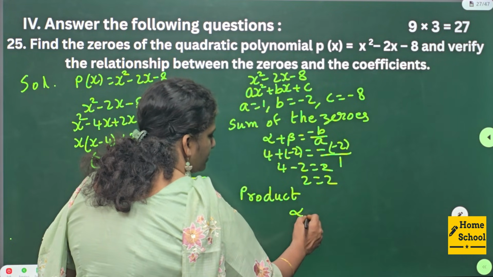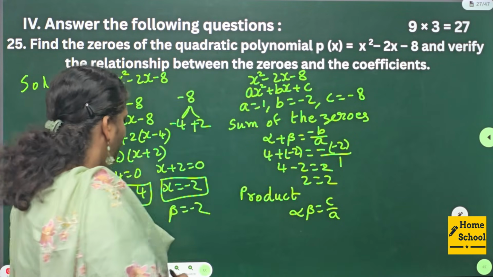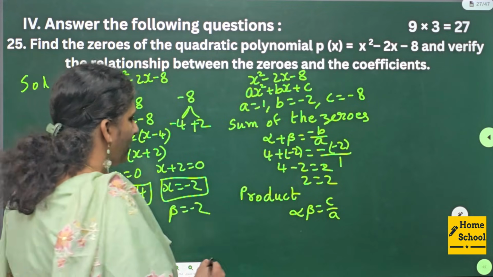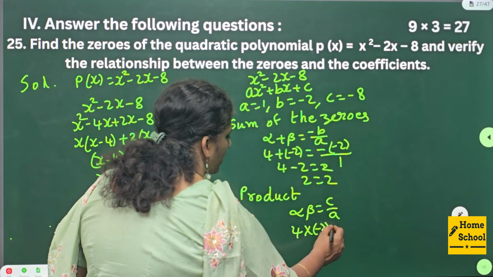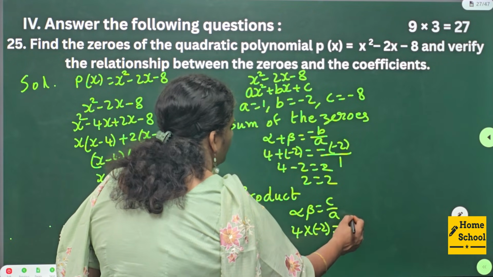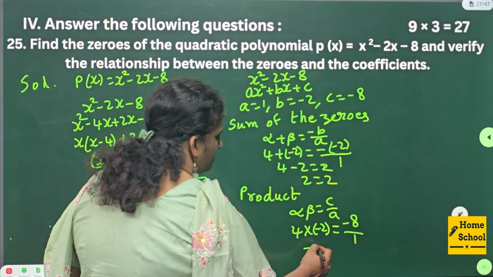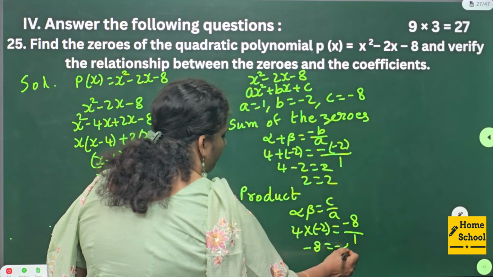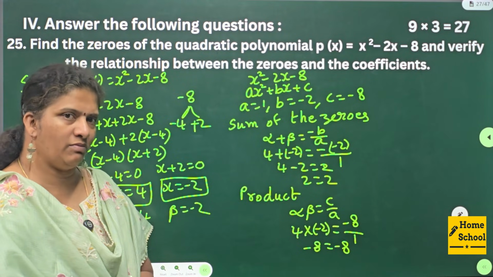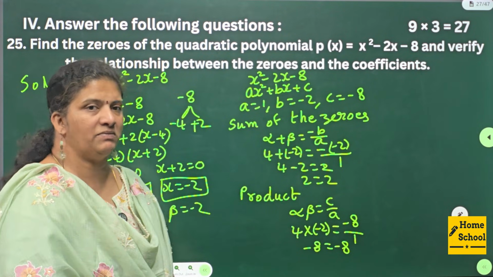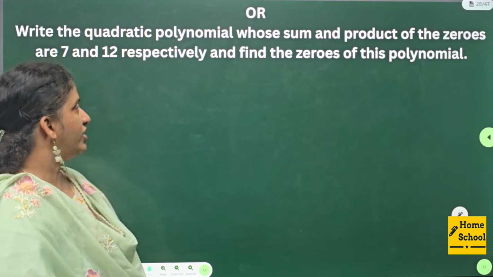Now coming to product. Product of zeros alpha beta equal to c by a. We know alpha is 4, beta is minus 2. 4 into minus 2 equal to c value is minus 8 by 1. Plus into minus is minus, 4 2s are 8. Therefore, hence it is verified. This is a 3 marks problem. Write neatly with verbal statements and steps properly. In this we have one more OR question.